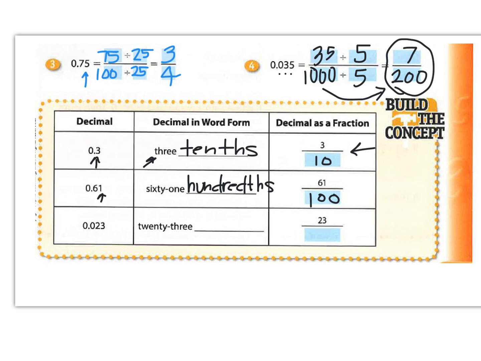And then here we have 23, and again, tenths, hundredths, thousandths, we're in the thousandths place. So again, 23 thousandths makes it very easy to write into a fraction if you know how to say it. As long as you know your place values, tenths, hundredths, thousandths, it makes it very easy to make it into a fraction.